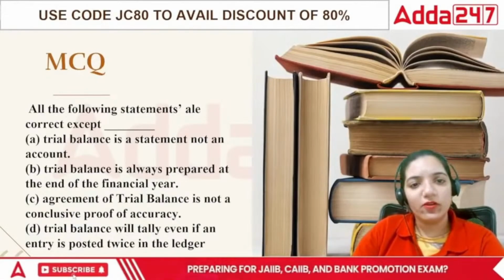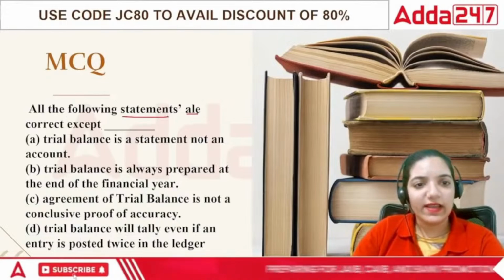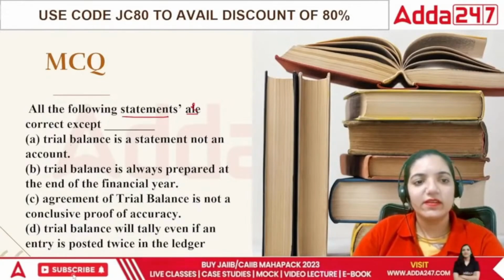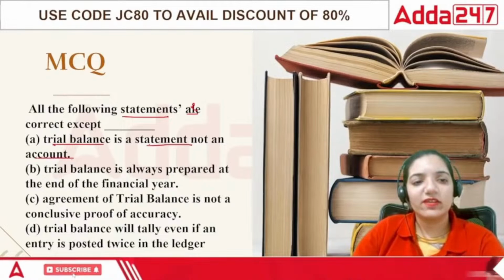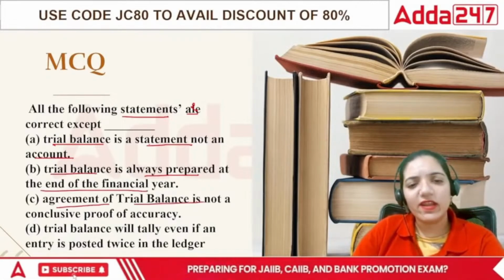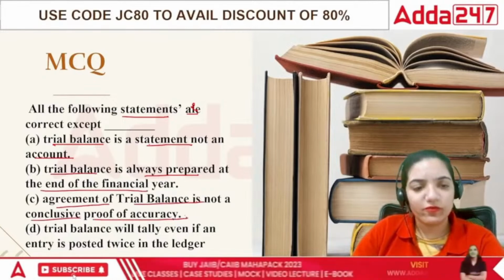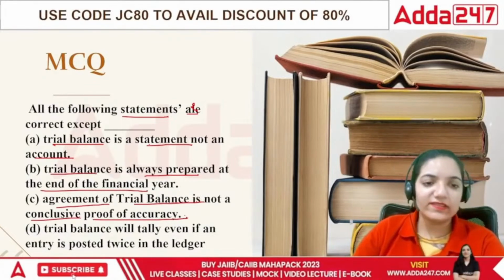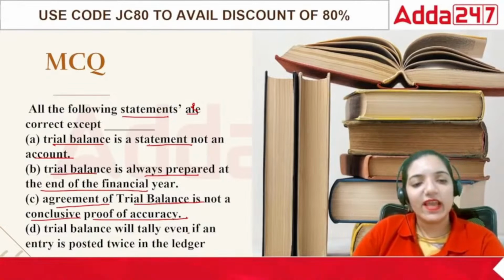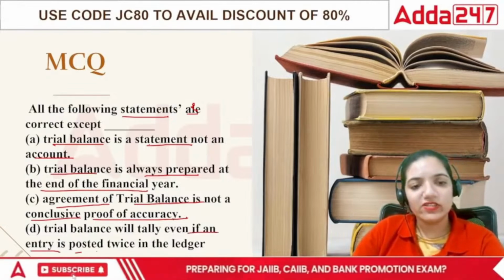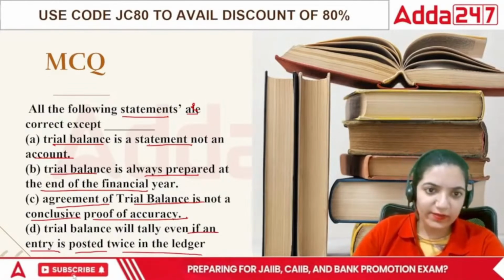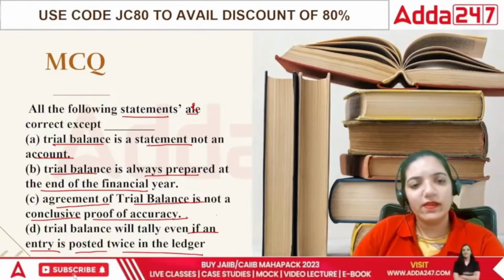All the following statements are correct except: trial balance is a statement, not an account. Trial balance is always prepared at the end of the year. Agreement of trial balance is not a conclusive proof of accuracy. Then trial balance will tally if an entry is posted twice in the ledger. It is a statement, that is also correct.